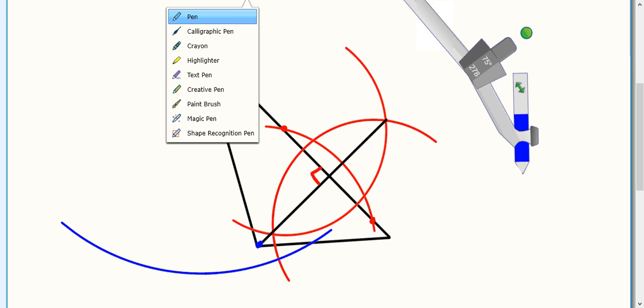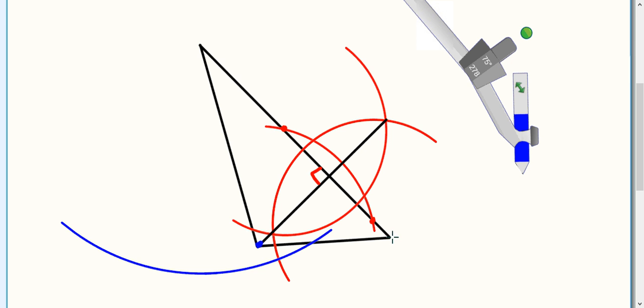So what we're going to do is extend this side. Got to draw it further. Extend it out. Use your straight edge. Draw it out further. And that gives you 2 points.